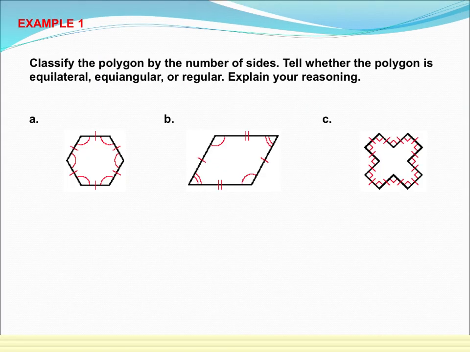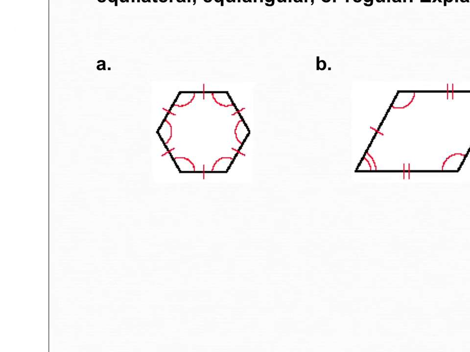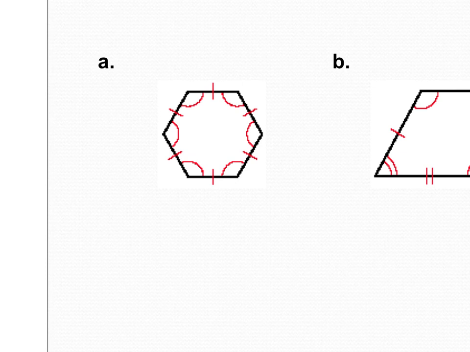Let's classify the polygons here by the number of sides, and then tell me, is the polygon equilateral, meaning all sides are the same, equiangular, meaning all angles the same, or is it regular, because it's both? So we have to look at the congruency marks. So in figure A, notice all of these sides, 1, 2, 3, 4, 5, 6, all have the same congruency mark. So far, I see that all the sides are congruent.